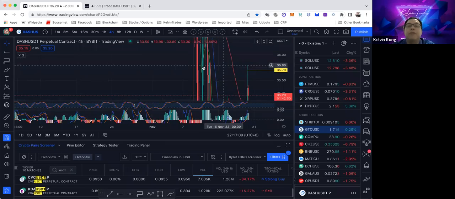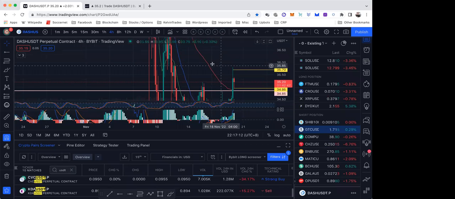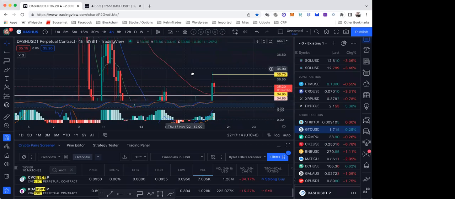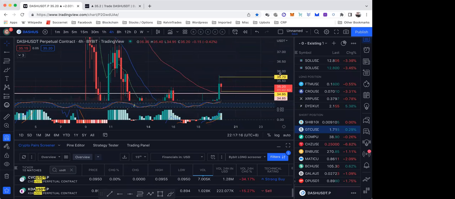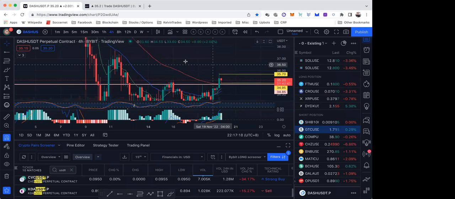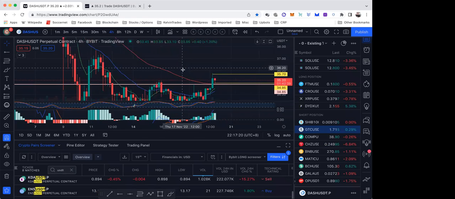Kelvin, under the active tab, there is a dash that appeared after the last one. Do we cancel that one? Wait, later.